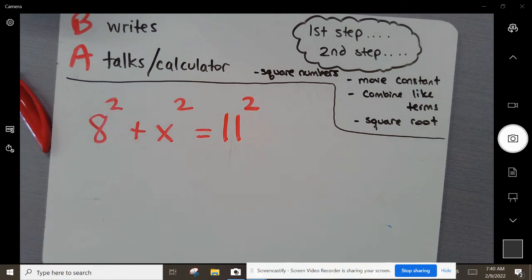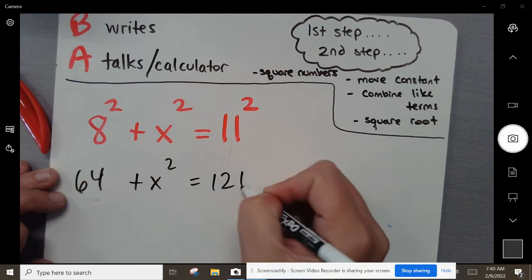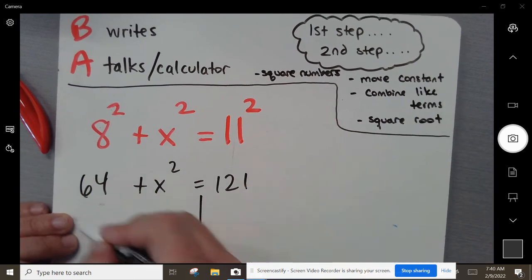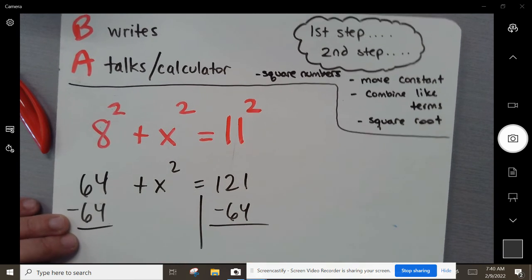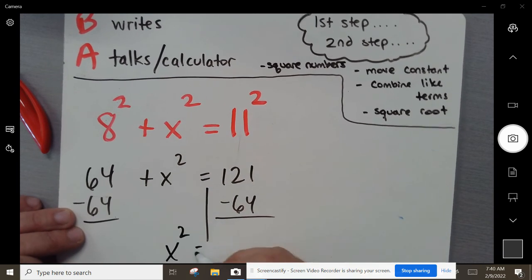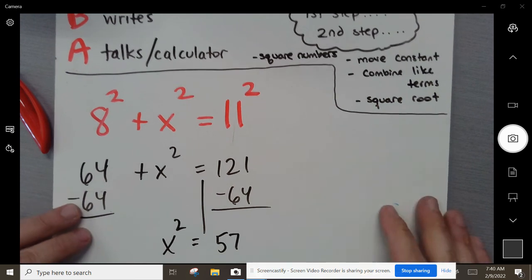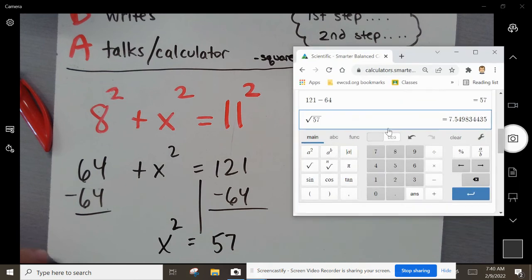As you work on this, it's going to be squaring the numbers first. All right. Then you're going to move your constant to the right. As you do that, you're going to get x squared equals 57. Interesting. We had a very similar number there. That's funny. So last time it was 56 right there. So then if I'm going to square root 57, I'm going to get 7.54.